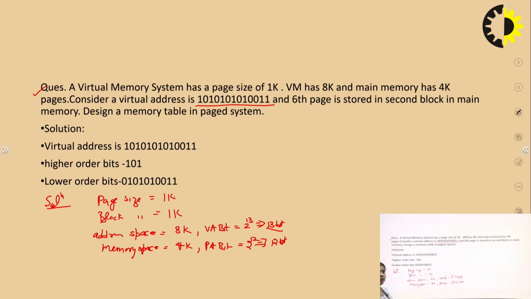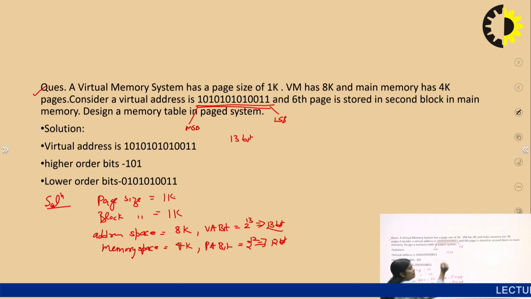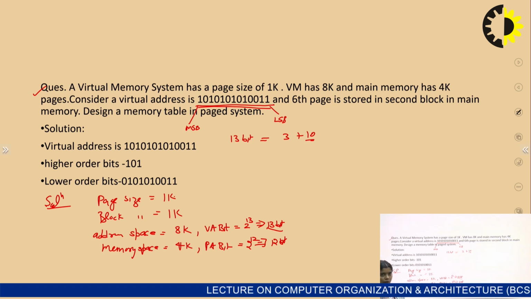or you have to design a memory page table. Fine. So in this simple example, whatever address is given, there are higher and lower order bits. How are you going to calculate the higher order bits and lower order bits? From the MSB, this is your MSB and the last bit is your LSB, or least significant bit. Suppose this is a 13-bit address. You can calculate it as 3 plus 10. The 10-bit part is the lower order bits and the 3-bit part is the higher order bits.